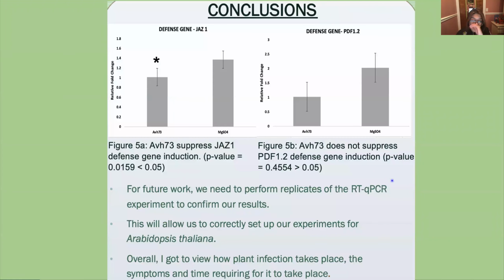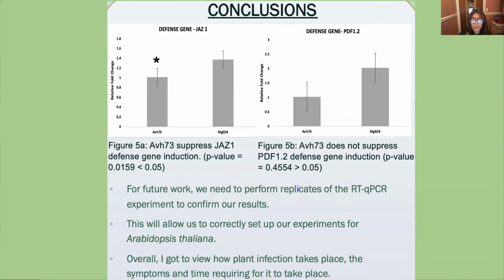And here are my RT-qPCR results. I tested JAS1 and PDF 1.2, and we can see here that AVH73 does suppress JAS1. The p-value was 0.01559, which shows statistical significance, versus this 0.4554 p-value result of the PDF 1.2. So it shows no significance, so it does not suppress PDF 1.2.